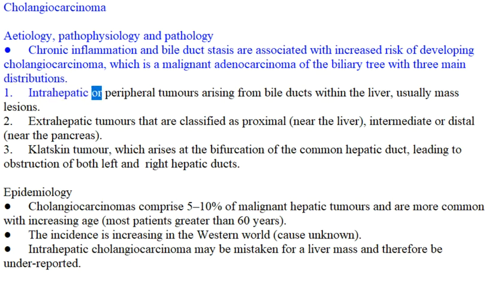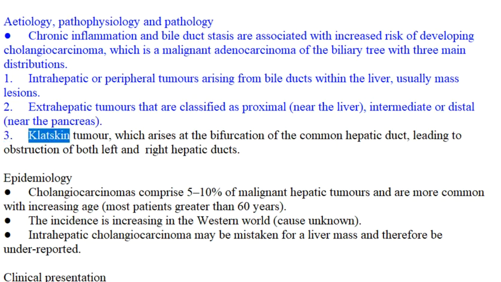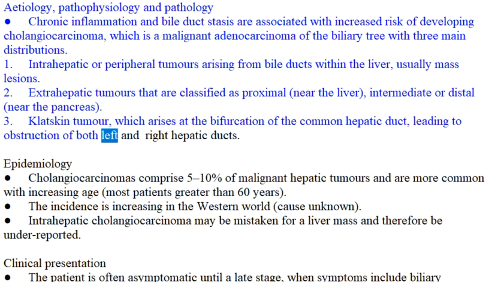1. Intrahepatic or peripheral tumors arising from bile ducts within the liver, usually mass lesions. 2. Extrahepatic tumors that are classified as proximal, near the liver, intermediate or distal, near the pancreas. 3. Klatskin tumor, which arises at the bifurcation of the common hepatic duct, leading to obstruction of both left and right hepatic ducts.